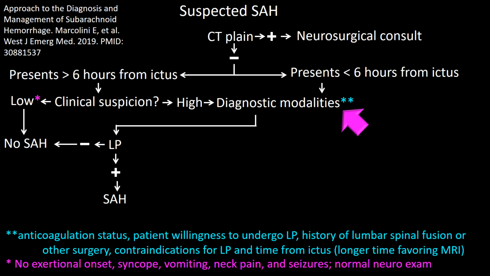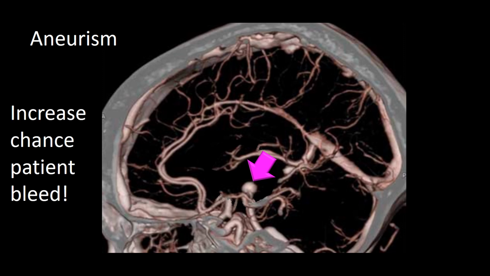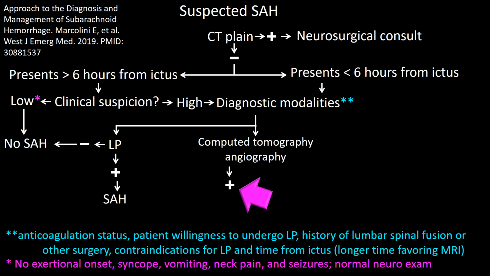Another possible test modality to consider, based on the factors we previously mentioned, is a CT angiogram. If positive, as in this image where we find indicated by the arrow an aneurysm, we have to conclude that an aneurysm is present, thus increasing the chances of the patient having had a subarachnoid bleed. So, a positive CT angio warrants a spinal tap, as long as it is considered safe.